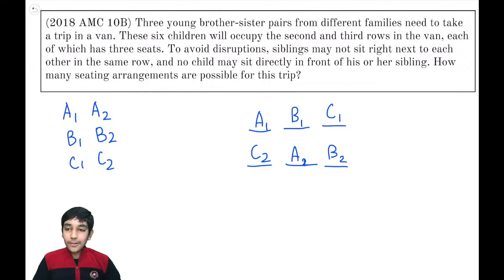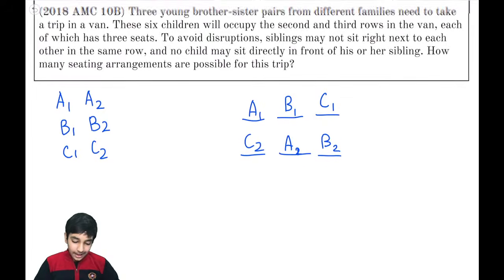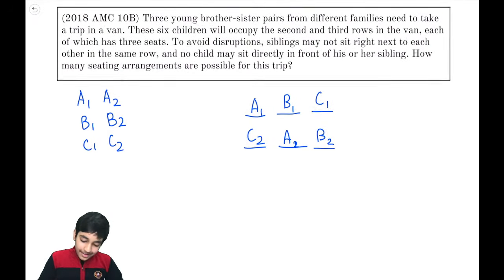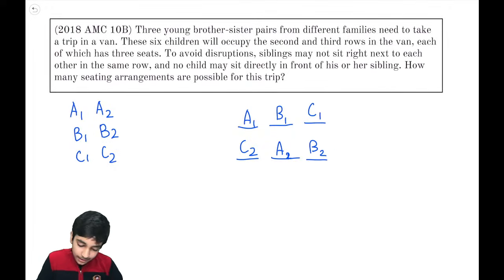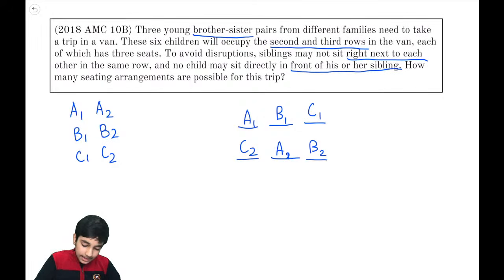Okay, so now let me go into the solution. It's actually a very clever solution that I found out about. I didn't even explain the problem, so let me just explain the problem. Basically, we have three pairs of brothers and sisters from different families. They have to occupy the second and third rows, and each row has 3 seats, and siblings cannot sit right next to each other in the same row or directly in front or behind, of course. So how many seating arrangements is what we want to find.